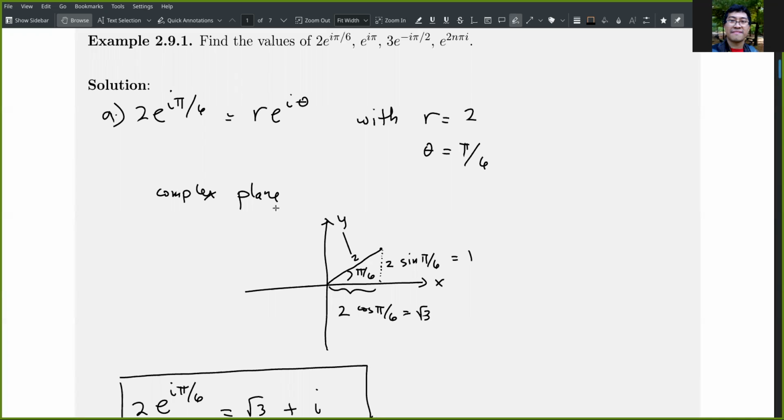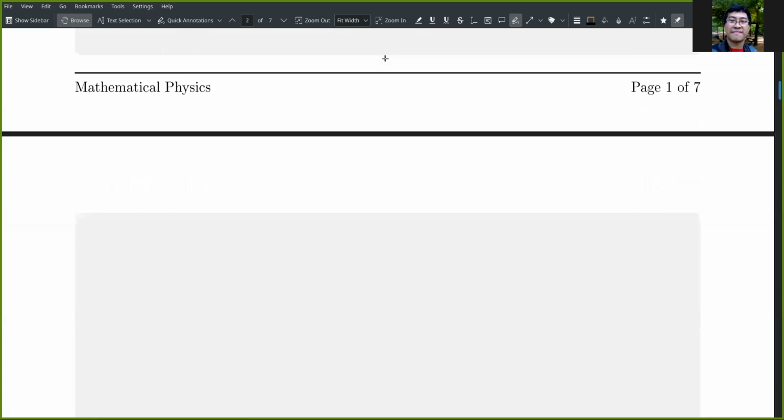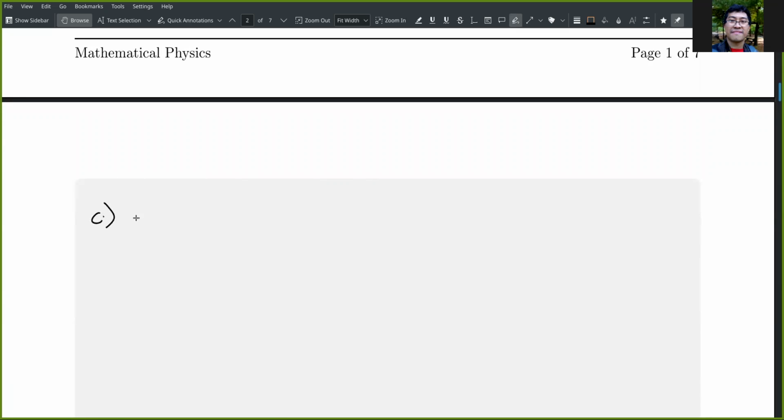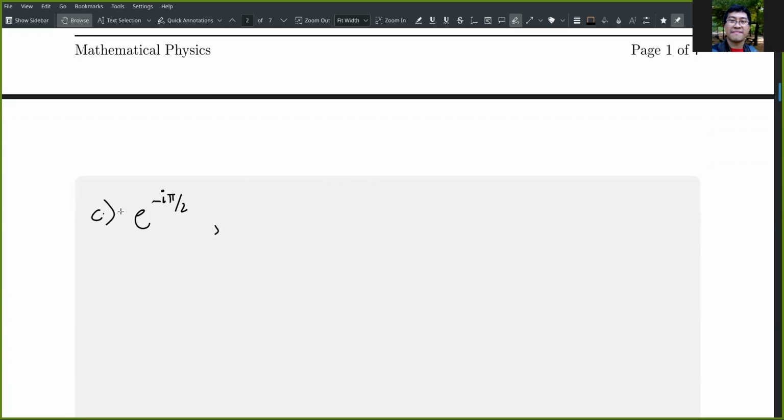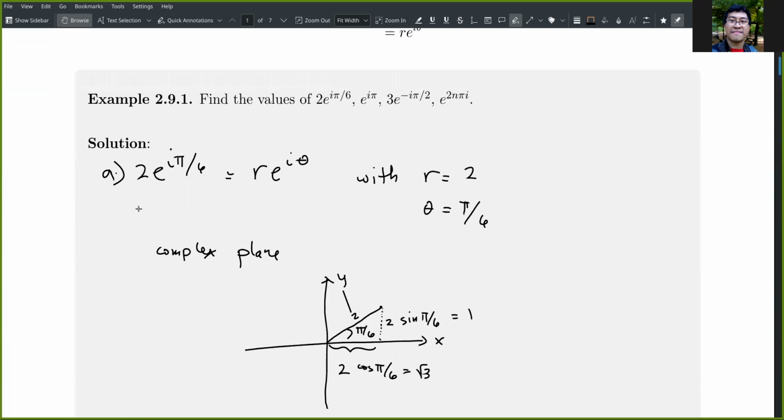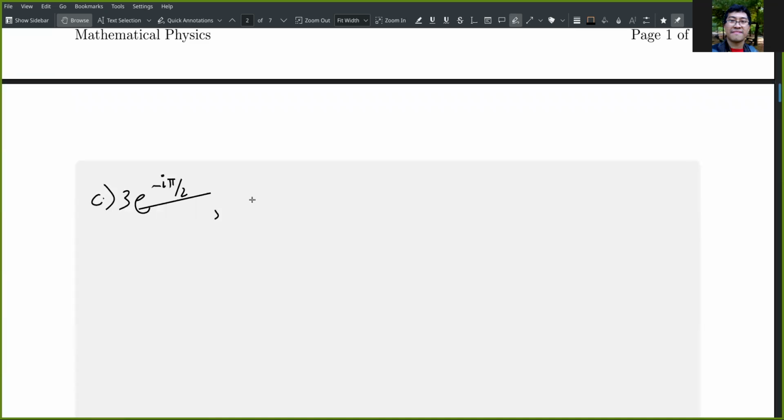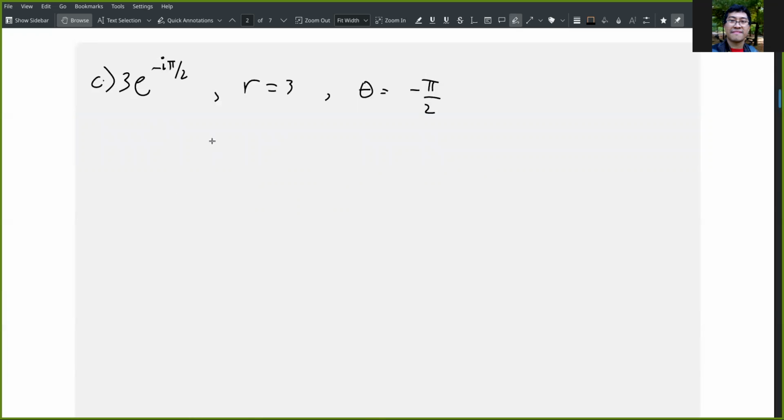For this part, 3 times e to the minus i pi over 2. It's part C. e to the minus i pi over 2. Here, there's a 3 also. r is 3, while theta is minus pi over 2. It's actually not so difficult also.